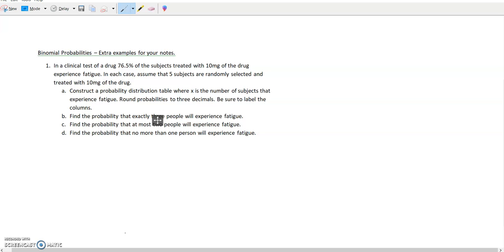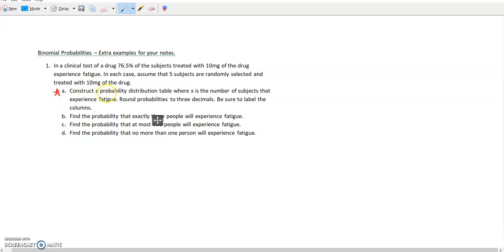It says, in a clinical test of a drug, 76.5% of the subjects treated with 10 milligrams of the drug experience fatigue. In each case, assume that 5 subjects are randomly selected and treated with 10 milligrams of the drug. The part that I want to talk about is part A. The rest you answer based on part A, but for part A you need to know how to work your calculator. So I'm going to show you part A, and then you can answer B, C, and D from part A.